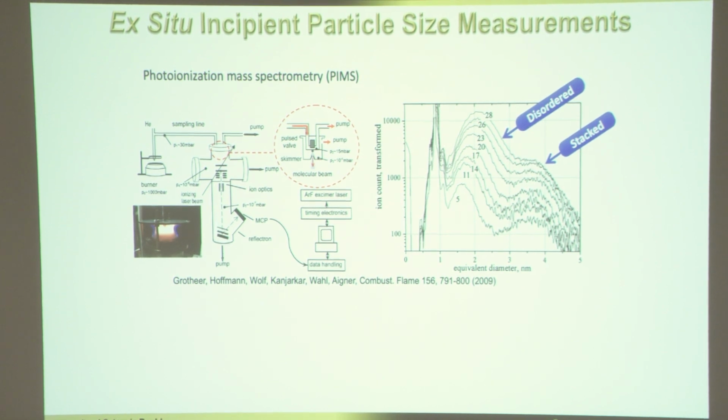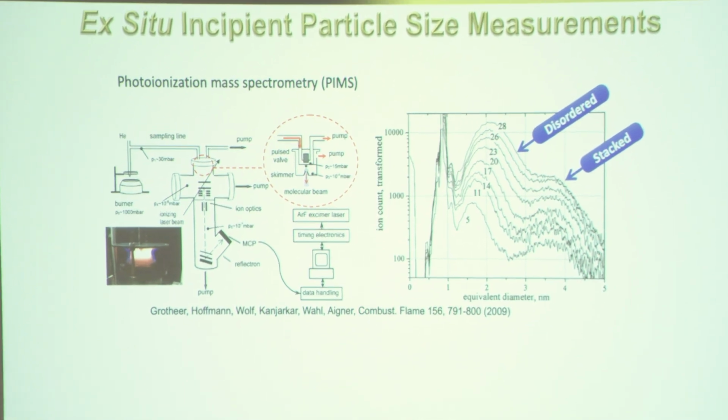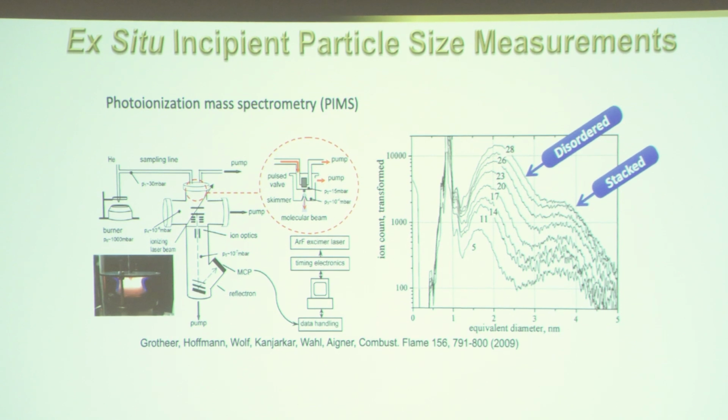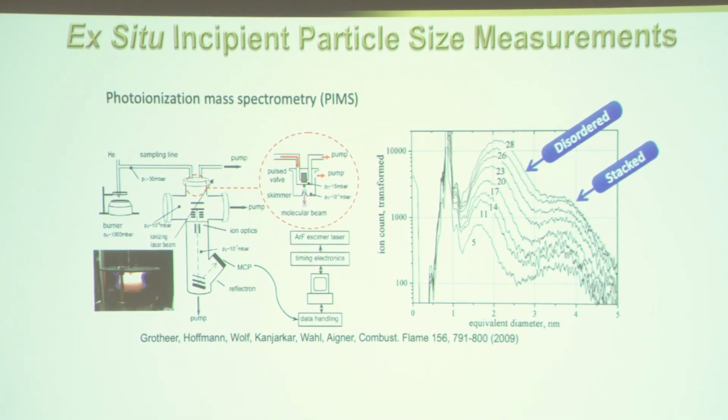In this case, they extracted this whole thing into a vacuum chamber, and they basically made a type of beam. This is the beam of all the gas and all the particles, shot straight into their vacuum machine, and then ionized with a laser and then did a mass spec.